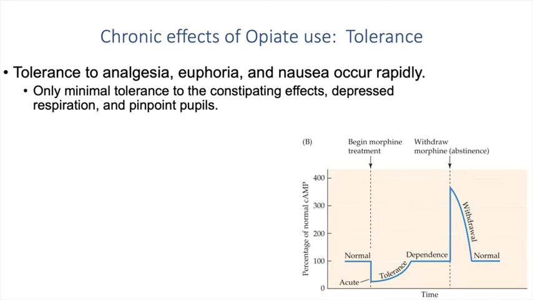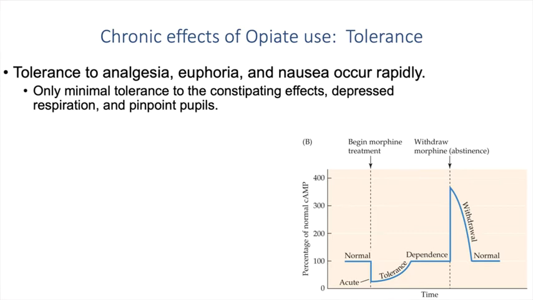Minimal tolerance will develop to the constipation, respiratory depression, so that slowing of your breathing, and the pinpoint pupils. So you can increase your tolerance to the respiratory depression, which means you can take a larger dose without overdosing. However, the tolerance to that is going to take much longer to build.